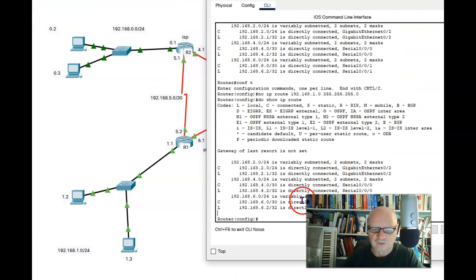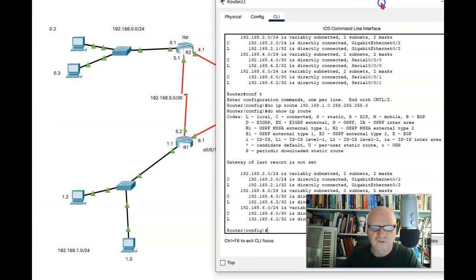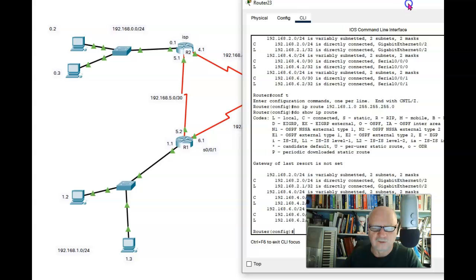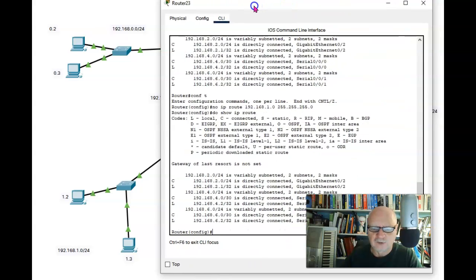Get this where everybody can see it here, we hope. I don't know which side to send it to so that you can see everything. The picture's in the way there.